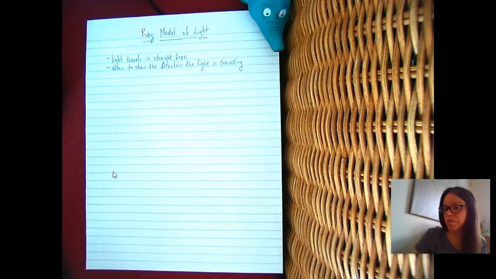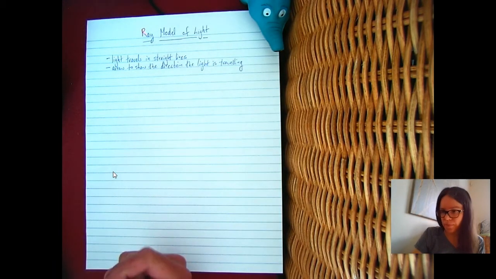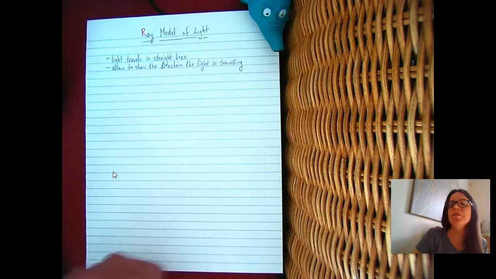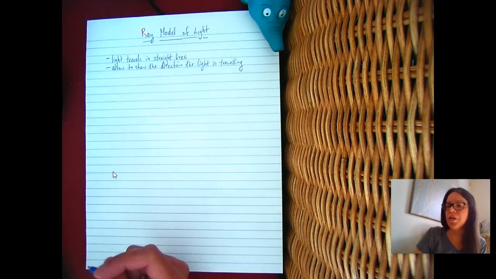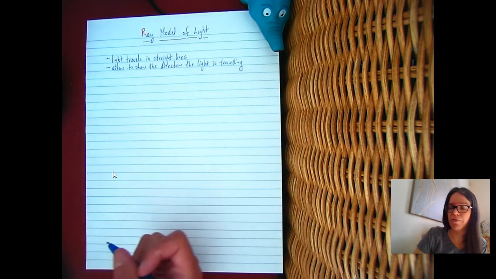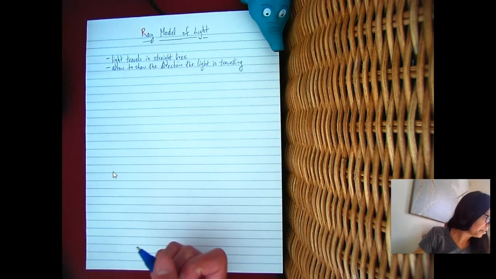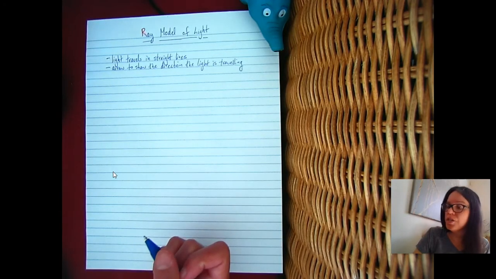Anyway, light does have a direction. It travels out from the source. So whether that was an incandescent light bulb or an LED we talked about, or bioluminescence, or anything like that, whatever the source is, when light leaves that object, it travels away from it in a straight line. So this creates shadows.